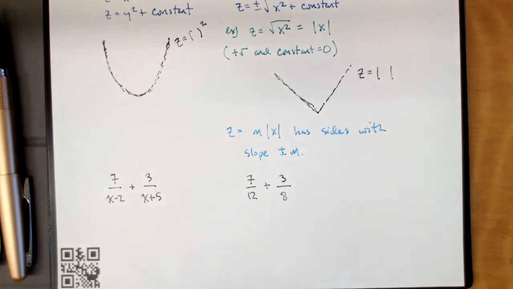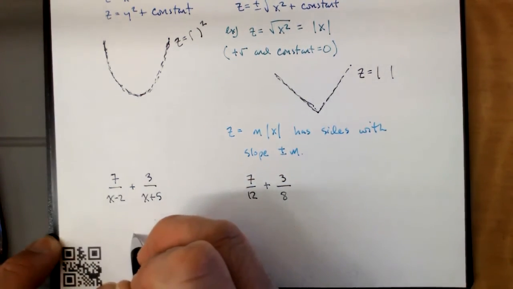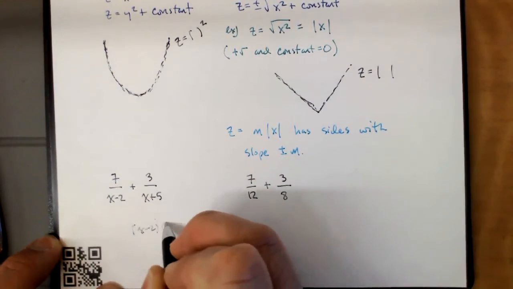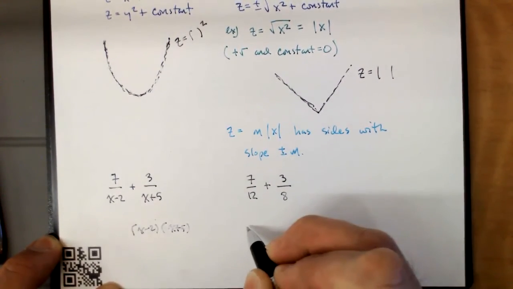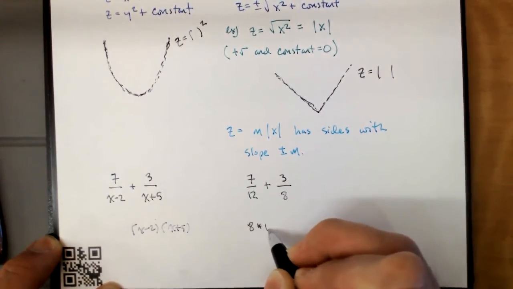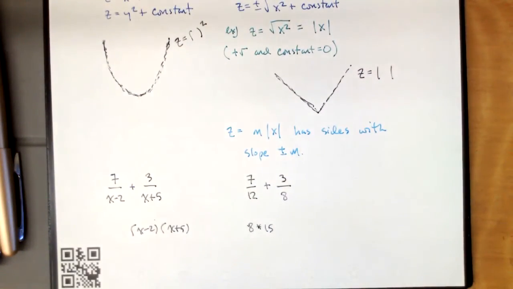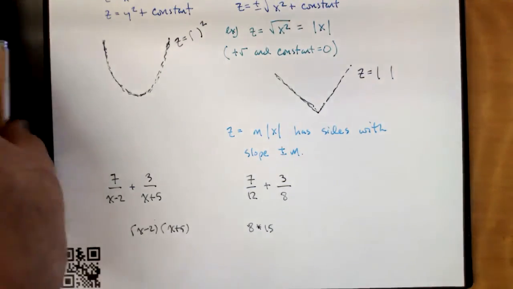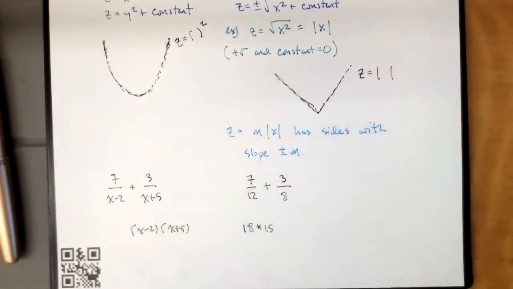Similarly, if I actually do x minus 2 times x plus 5, that's the same as if I asked you to do 8 times 15. You perform the same operation. So let me do 18 times 15. You put the things together in the same way.